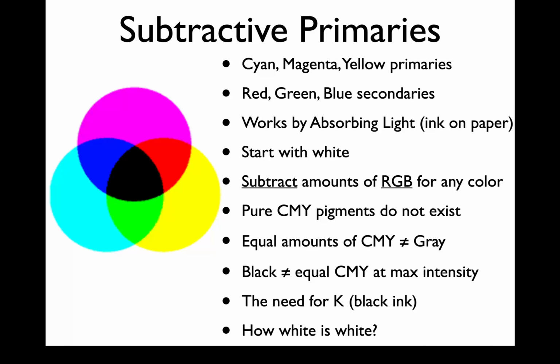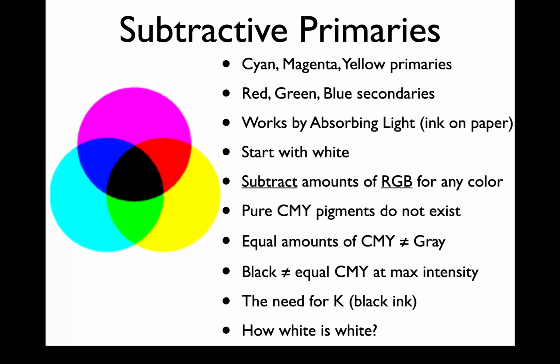How white is white? 255. Well, that's in an RGB world. How white is white, though? Can this piece of paper be any whiter? No. What if we turn the lights on? Well, there's light, but the inherent whiteness of this piece of paper cannot be any whiter.